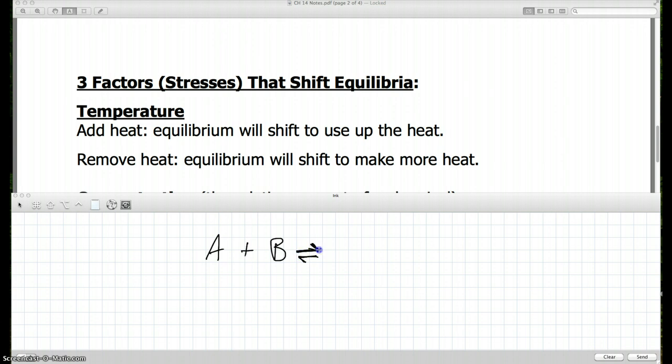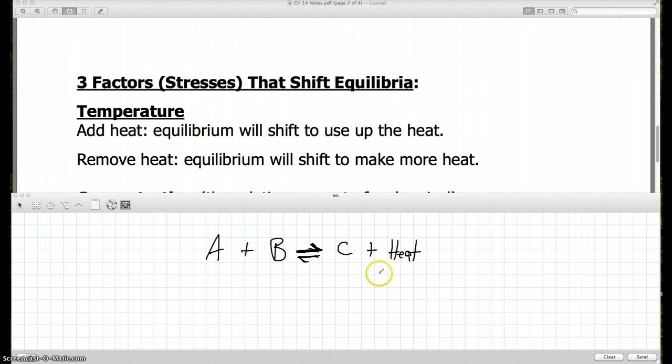That is a really bad double arrow. A and B in equilibrium with C and heat. Again, we have that reaction happening in a container, and then we cool that container down, we remove the heat. Well, it was happy before, and then we took some of this heat away. So this heat right here, since we cooled it down, we're taking some of that heat away.